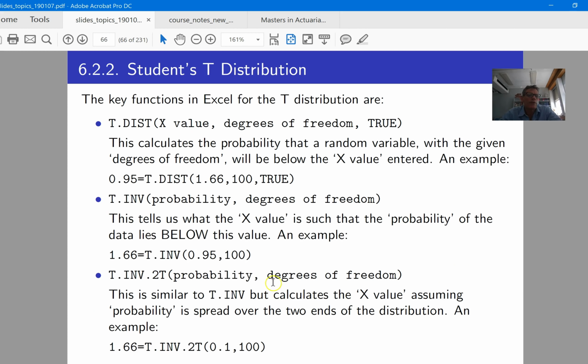If you want to calculate probabilities with the t-distribution, it's exactly like the normal. You want an x value and you want to know a probability, use t-dist. If you've got a probability and you want an x value, you use t-inv. And then there's a different type of t-inv if you're looking at it two-sided as opposed to one-sided. But I wouldn't worry about that just yet. As I say, you'll get to play with that in tutorial work, and then you'll also get the chance to see its application a little bit later in some of the later videos.